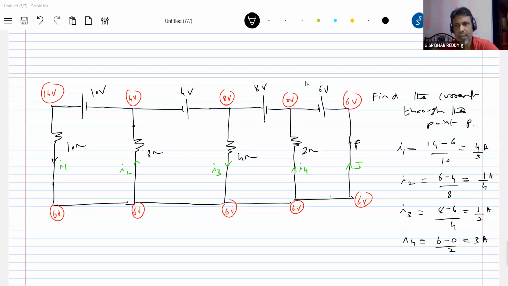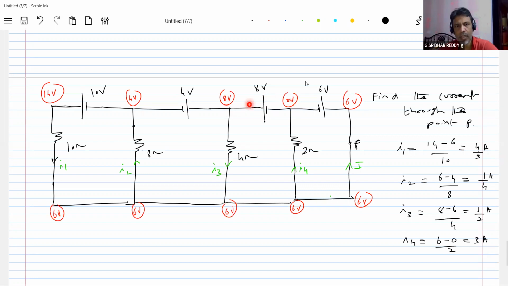The potential difference across the cell must be equal to its applied EMF. If I make this 14 volt, this should be 4 volt. 14 minus 4, 10. What is the potential drop here? 4 volt. Here, this is 4 volt, so this should be 8 volt. 8 minus 4, this will be 4 volt. And here we got 8 volt.